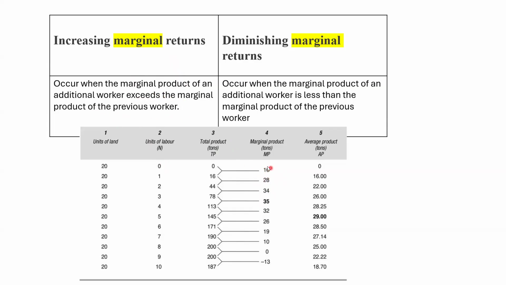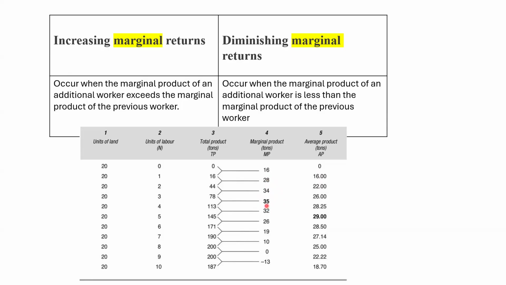The previous worker had 16 products. We employed the second worker, had 28. So it is increasing because it is exceeding the marginal product of the previous worker. And so on. We employ a third worker. The extra output we got from employing the third worker was what? 34 units of output, right? Which is greater than that of the previous worker, meaning that the business is still doing well, so we can still hire more people, because we can see that the extra output is increasing.